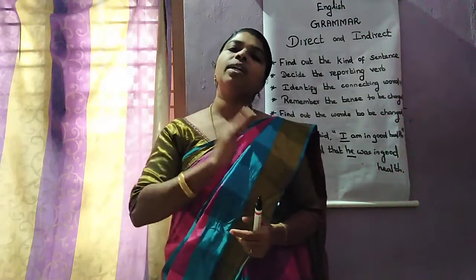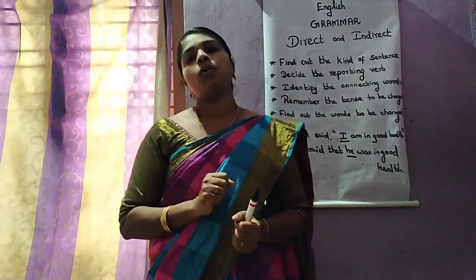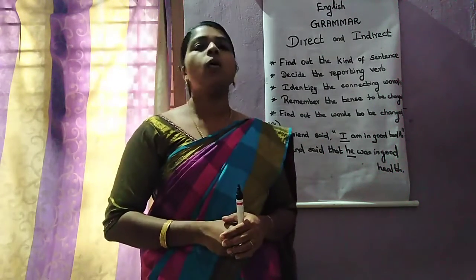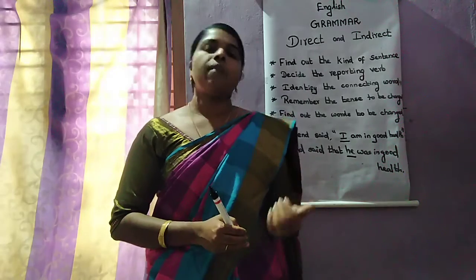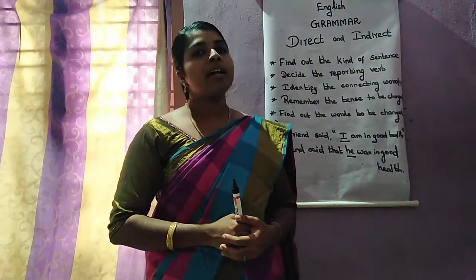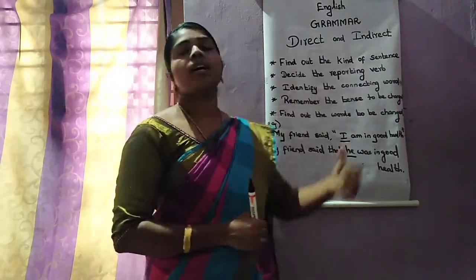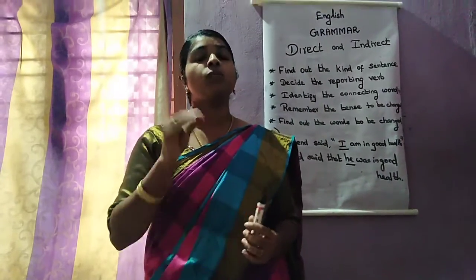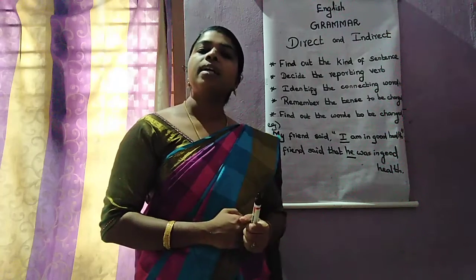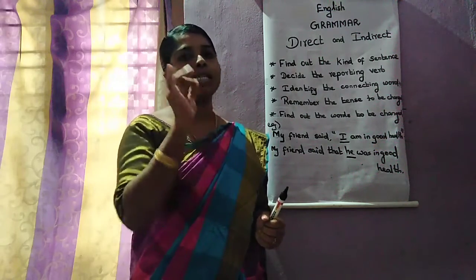For the conversion of direct speech to indirect speech, there are certain rules you have to keep in mind. Okay, let me read out all the rules. After that, one by one, I will explain them for you. First, if you want to change direct speech to indirect, the first thing to keep in mind is to find out the kind of sentence. Second, decide the reporting verb. You have to decide what reporting verb to use.